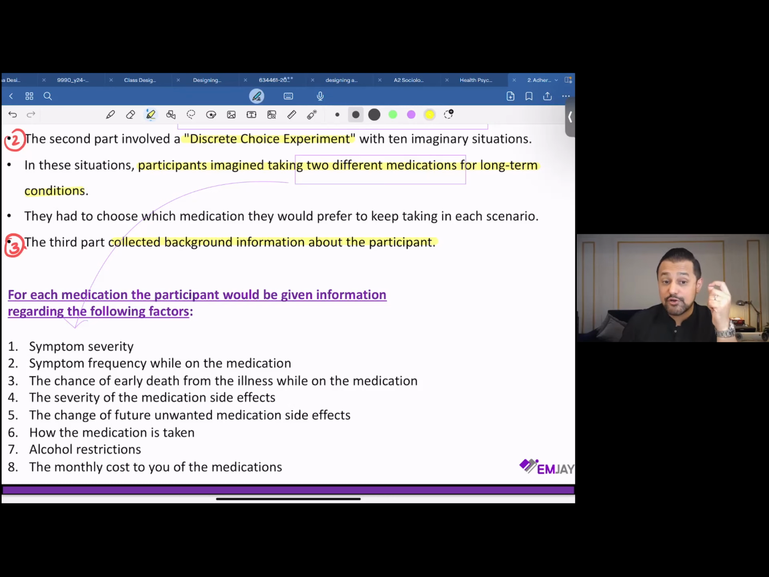The fourth one, the severity of the medication side effects. The fifth one, the chance of future unwanted medication side effects. Now there are some medications that have a side effect that you experience right away. There are other medicines that might not apparently have an immediate effect on you, but in the longer run they could be potentially dangerous. Number six, how the medication is taken. Number seven, alcohol restriction. Number eight, the monthly cost to you of the medications.